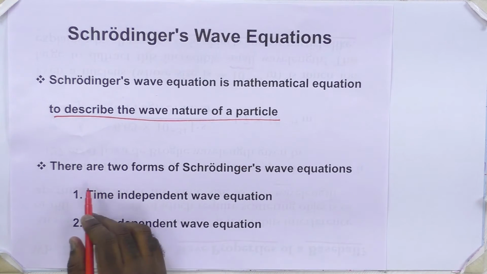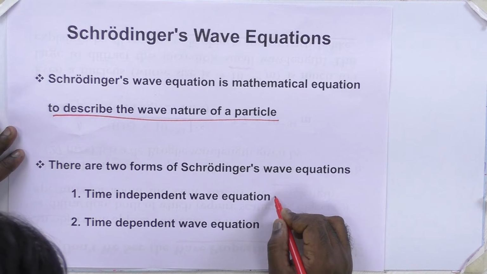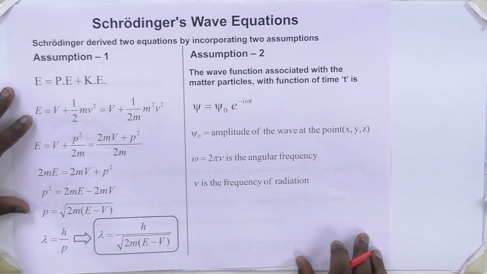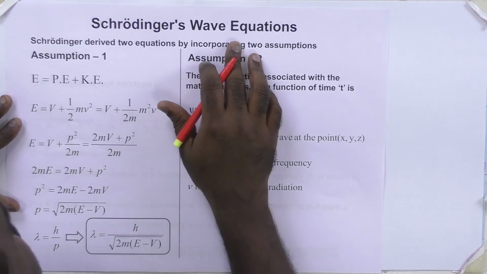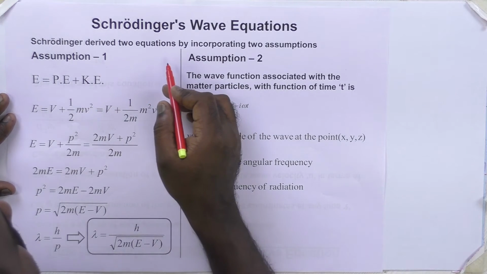There are two forms of the Schrödinger wave equation, the time independent wave equation and the time dependent wave equation. He derived these two equations by incorporating two assumptions.